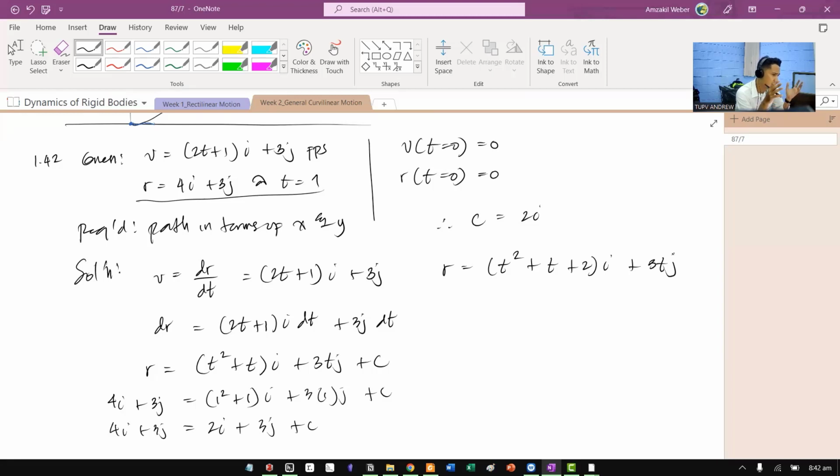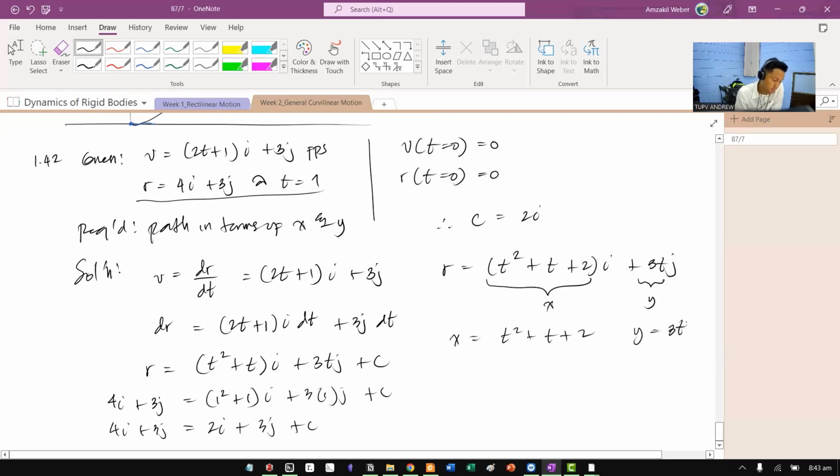Meaning, t squared plus t plus 2, this is x. Correct? This is x. This is also y. That is a literal equivalent of these expressions. Nothing else is being done. Meaning, we can equate these expressions to x and y, because literally, that is the position along x and the position along y. Therefore, we can equate x is equal to t squared plus t plus 2, and of course, y is 3t.